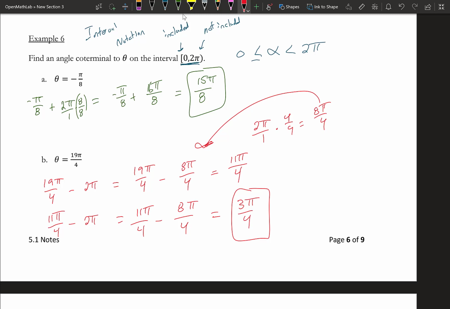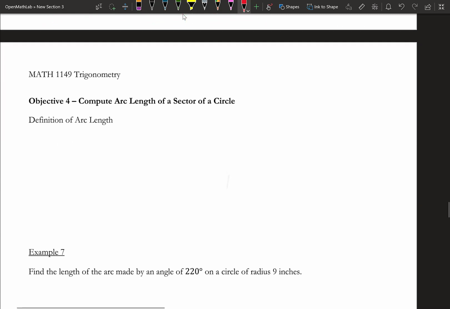So those would be the values that we would want. And notice that there's only one solution for these. Finding a coterminal angle within this short interval, we're only able to find one answer. So for part A, if I add another 2 pi to that, I'm going to be outside this interval. And for part B, if I subtracted 2 pi again, I would be outside the interval as well, right? I'd be less than 0.